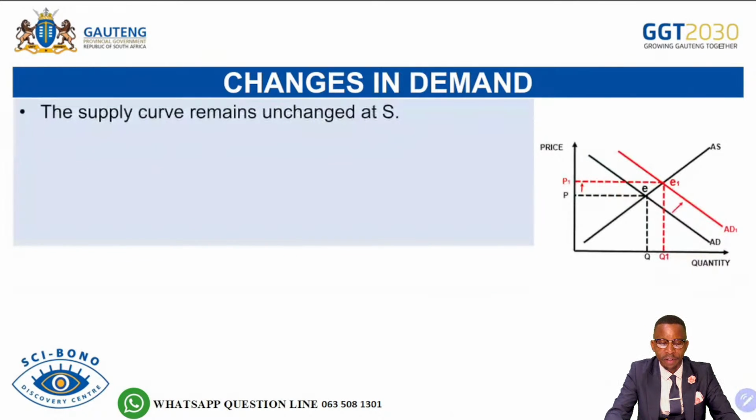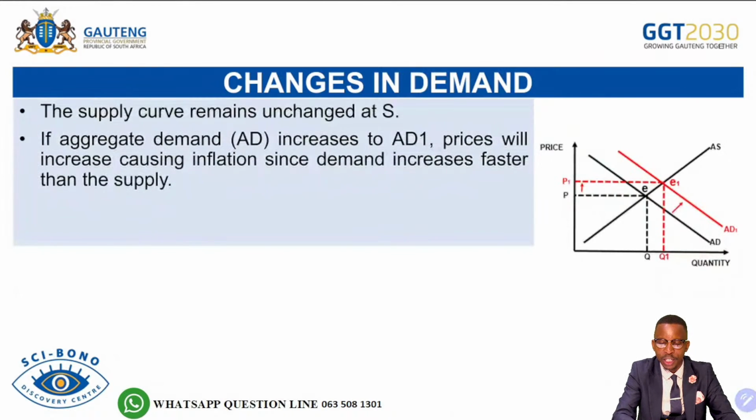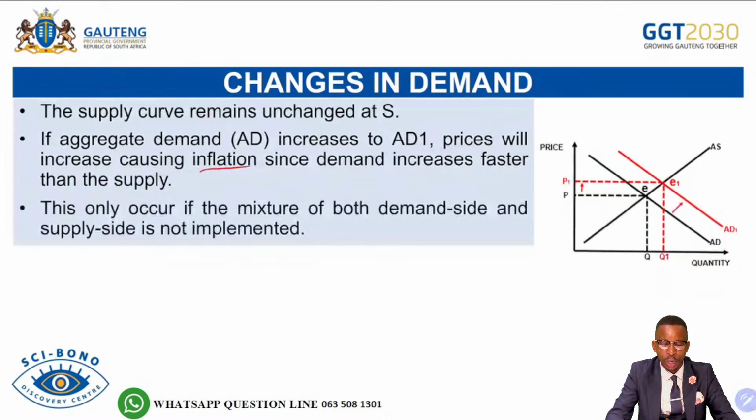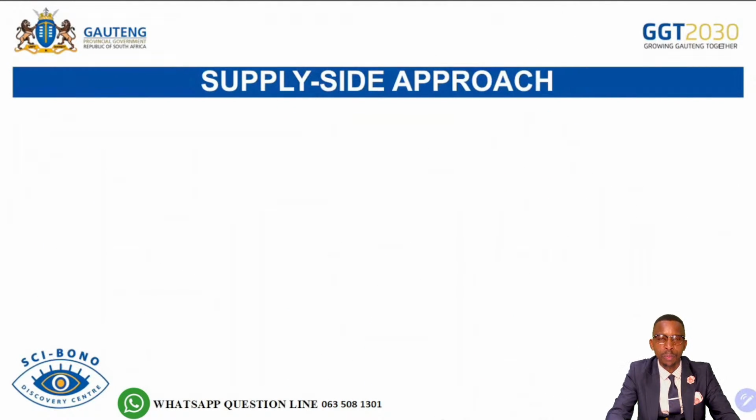The supply curve remains unchanged at S or constant. The aggregate demand increased to AD1, prices will increase, causing inflation since demand increased faster than aggregate supply. This only occurs if the mixture of both demand side and supply side are not implemented. But once they are implemented, it will not happen. And then we move to the supply side.